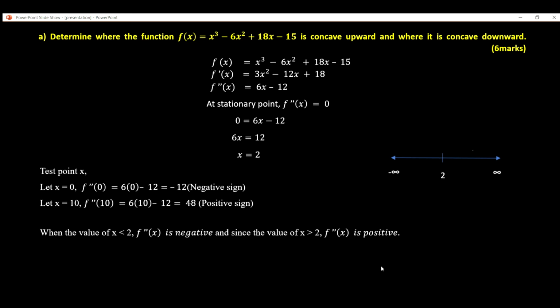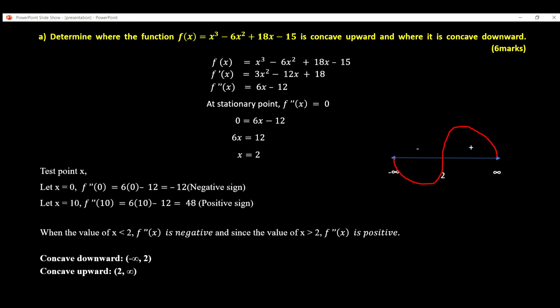When the second derivative is smaller than 0, which is negative, the graph will form a concave downward. In contrast, if the second derivative is greater than 0, which is a positive value, it will form a concave upward graph. So we can conclude that from negative infinity to 2 is concave downward, and from 2 to infinity is concave upward. So we can get our graph like that.